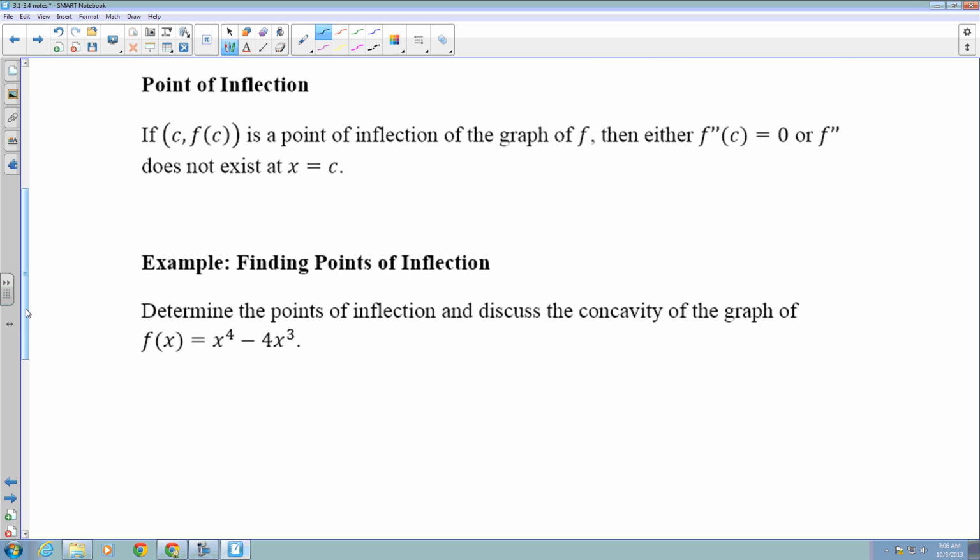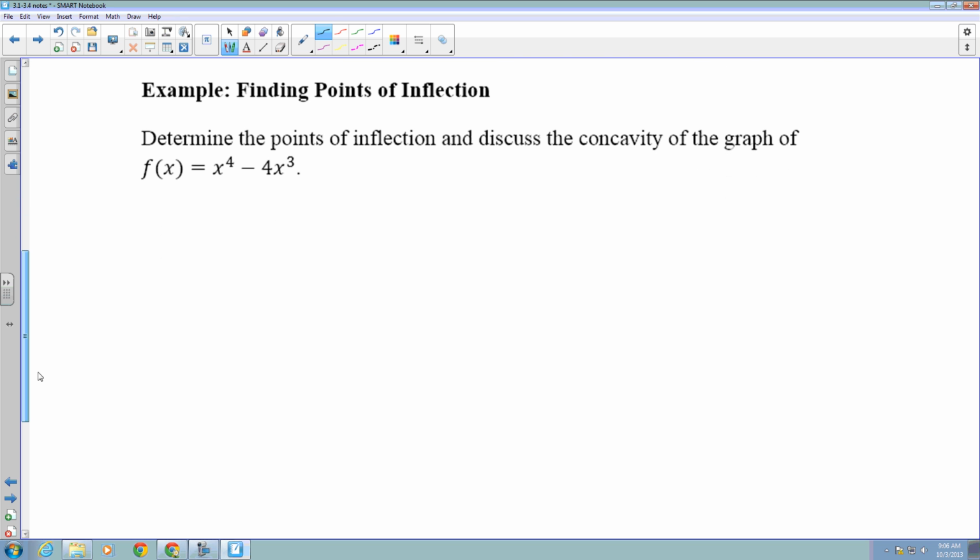Determine the points of inflection and discuss the concavity of this graph. So we're going to actually do the exact same thing. This is really similar to the first derivative test. First we were looking for increasing, decreasing, and then we were looking for extrema. This time we're looking for concavity, and then we can find the points of inflection from where the concavity changes.